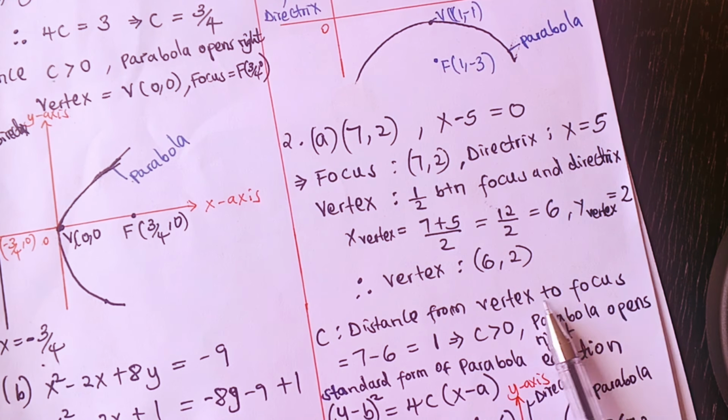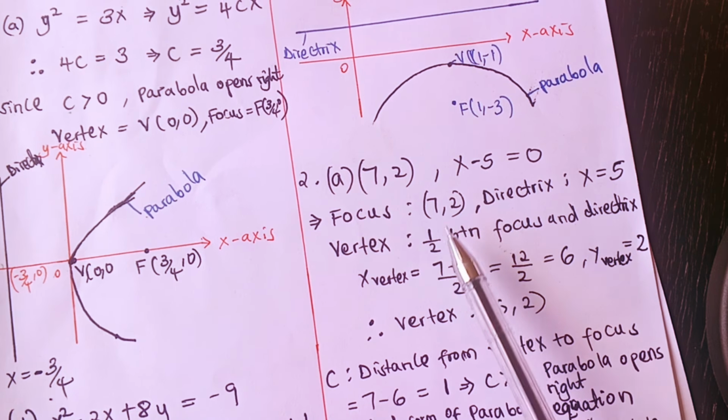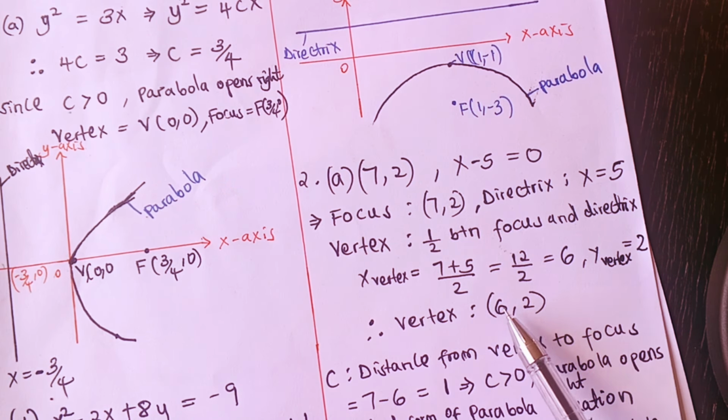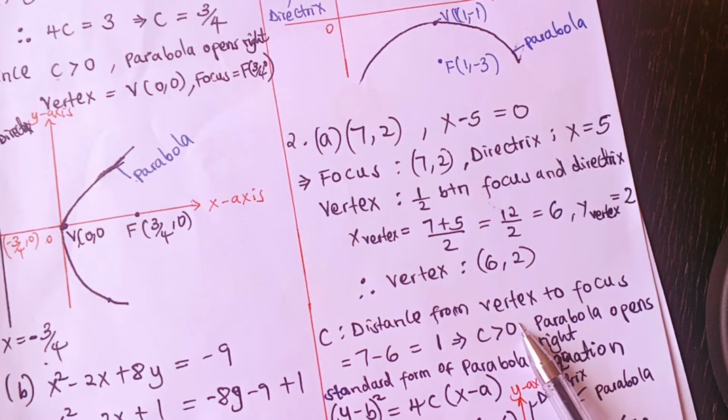The distance from the vertex to the focus, which is c, we find by taking 7 and subtracting 6, which is 1, meaning c is greater than 0. The parabola will open right.